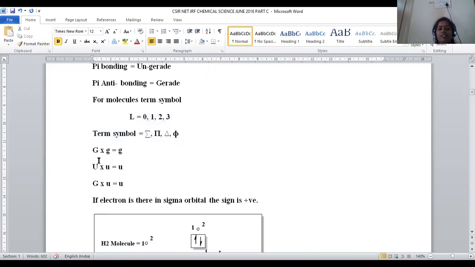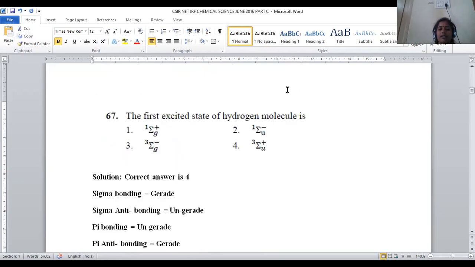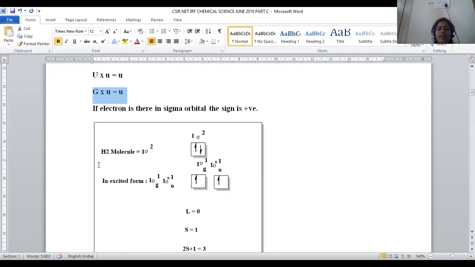One more relation we have to know. If gerade is multiplied with gerade, that becomes gerade only. Ungerade multiplied with ungerade also becomes gerade. But when gerade and ungerade get multiplied, the final answer will be ungerade. This is required for us in order to derive the term symbol for the hydrogen molecule first excited state.